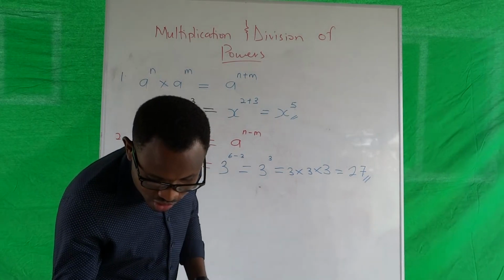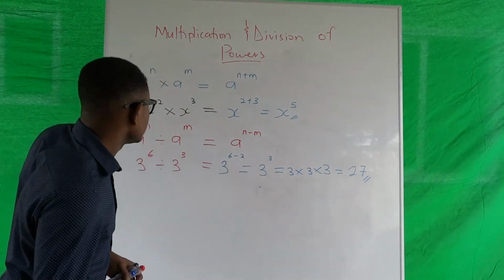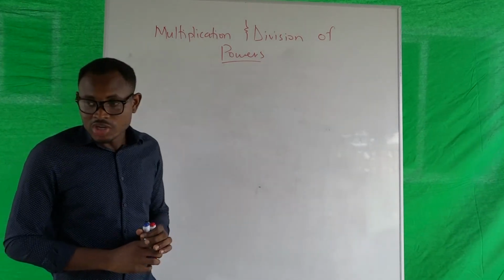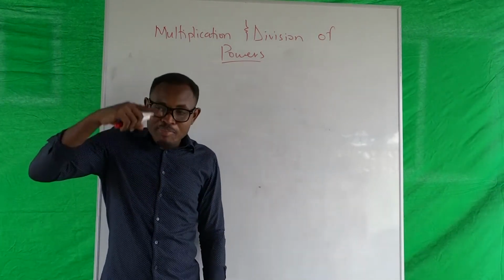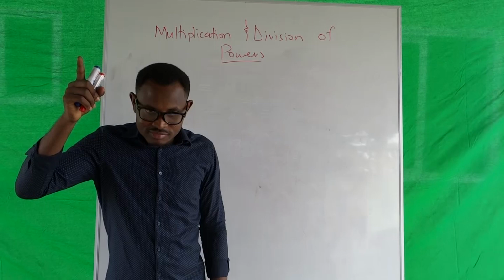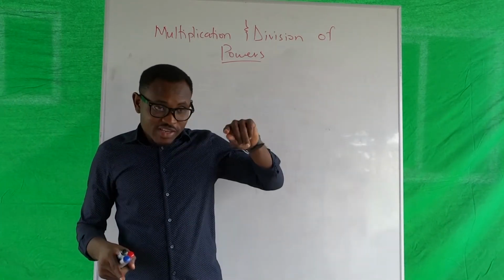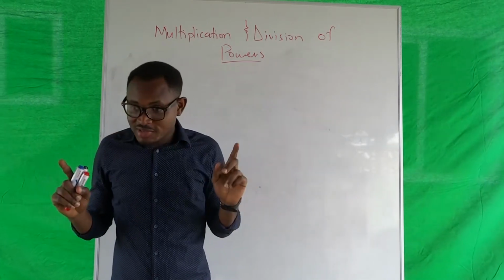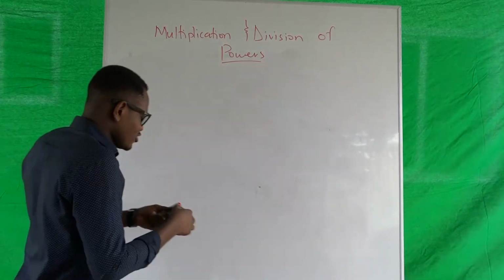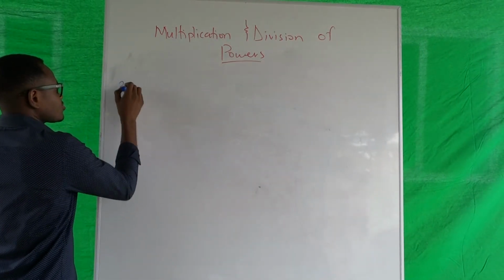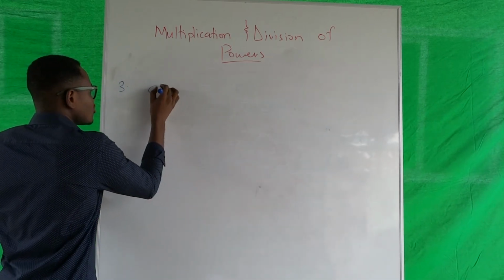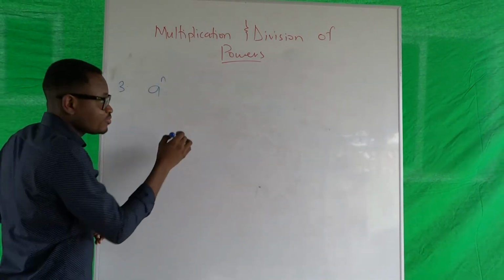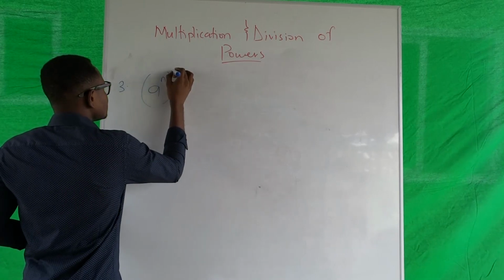Now, let's move to the third rule. Can I clean this? Yeah, good. Rule number 3 states that to raise the power of a power, you multiply the powers. For instance, I know you're confused. Let's say we have a to the power n, all raised to the power m.